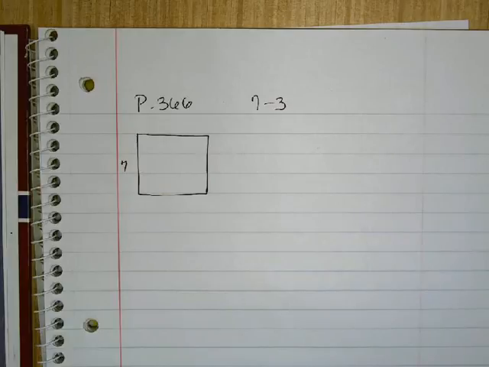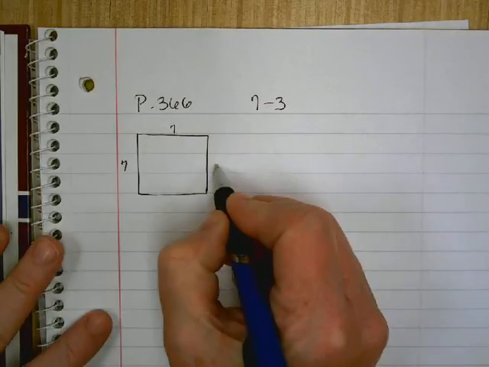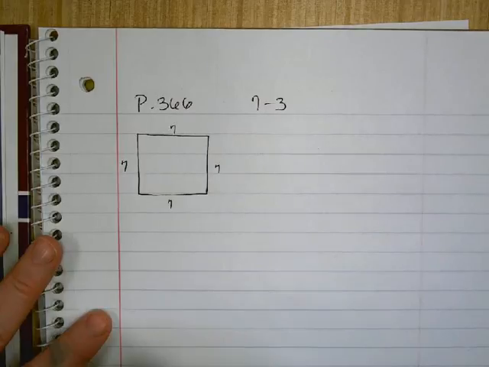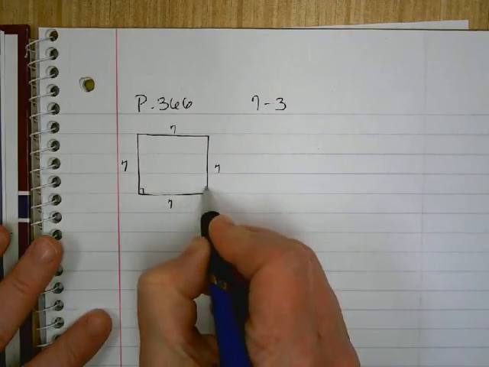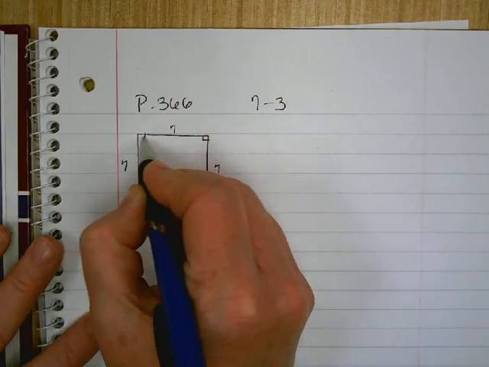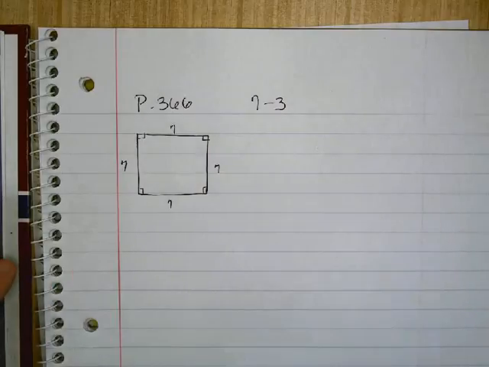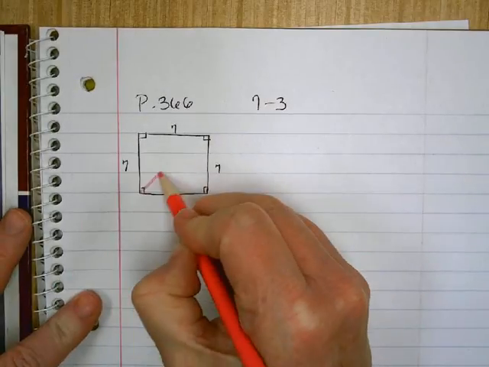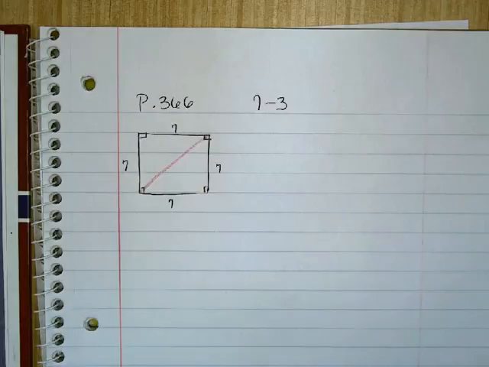All the sides are 7. All the angles are 90. Okay. I'm going to draw the diagonal and ask you to find the length of the diagonal. How are you going to go about finding the length of the diagonal?